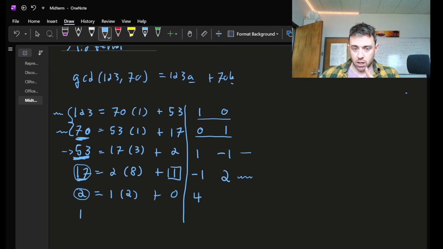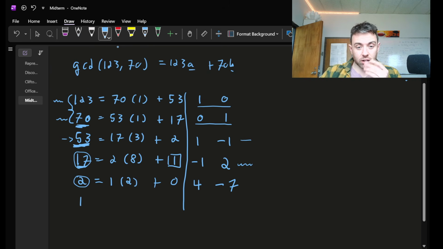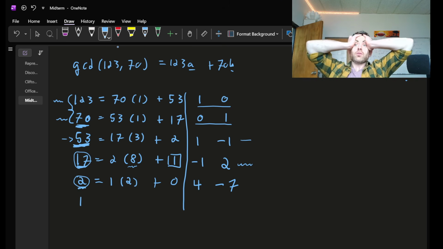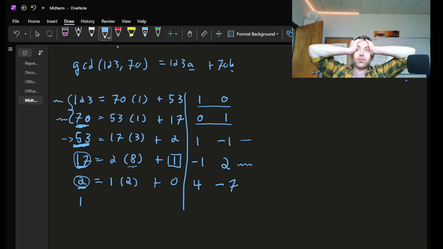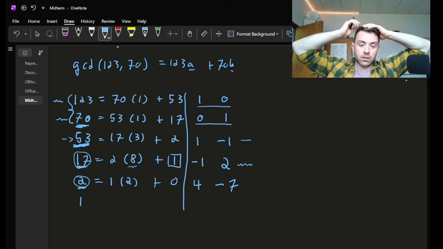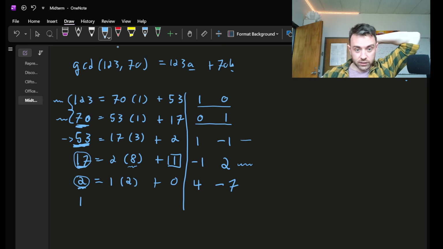And then 2 times 3 is 6. But I'm subtracting that off, so I should get minus 7. And then I got to do one more step. How did I get the 8? How did I get 1 out of here? I had to subtract off 8 of these 2's. So I have 4 times 8, which is 32, but I'm subtracting that off, so I'm going to have negative 33.